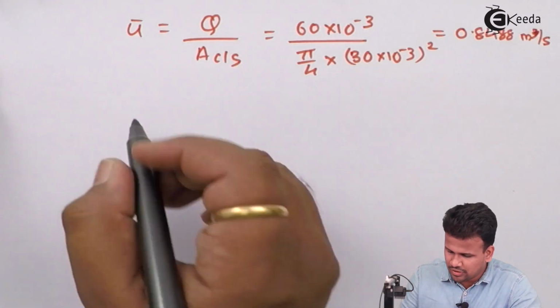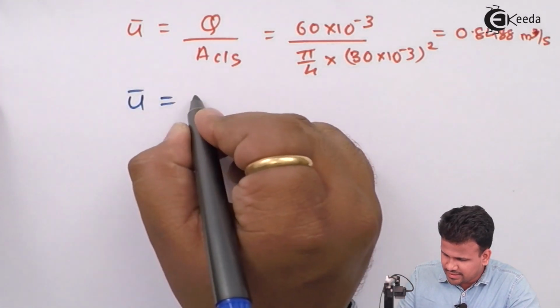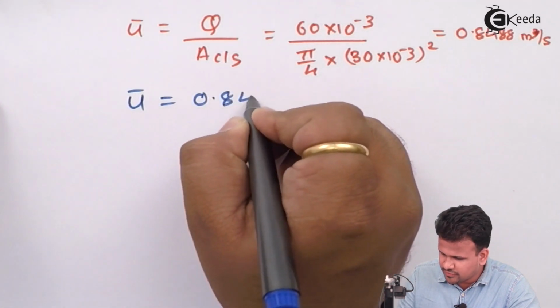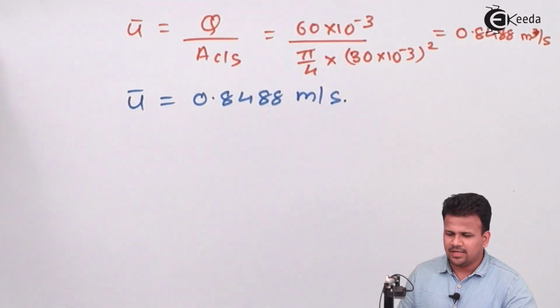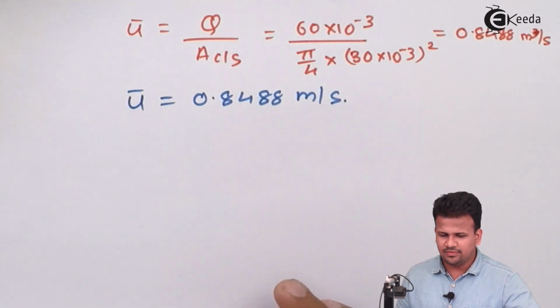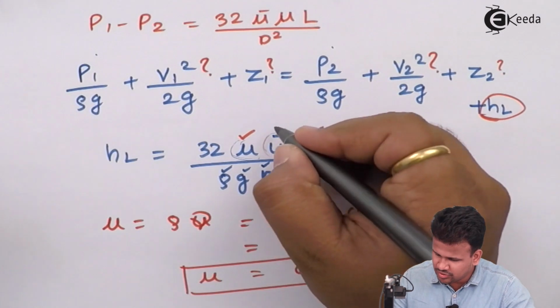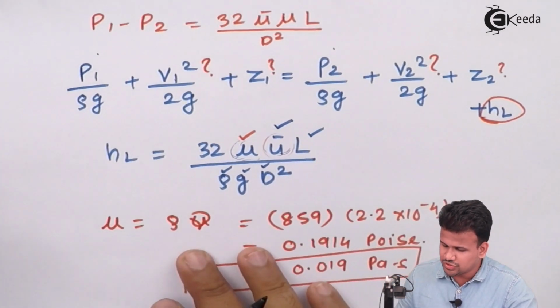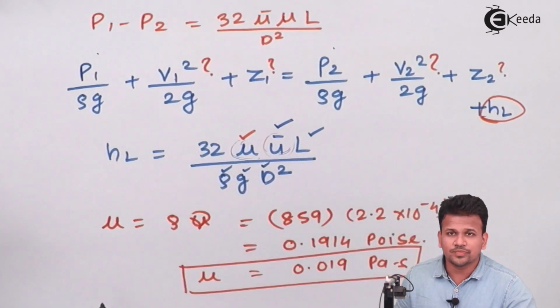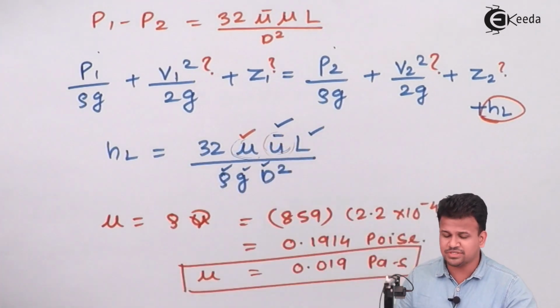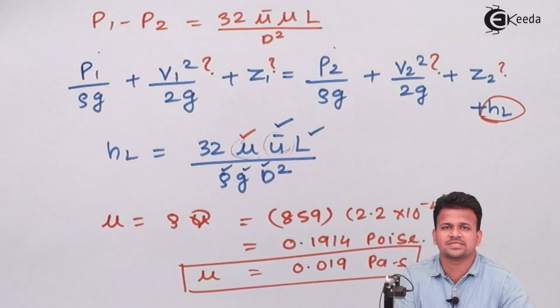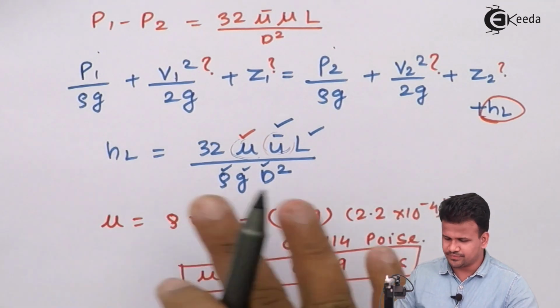So we have got the value of u bar, that is 0.8488 meter per second. Now, from this equation, we have calculated the third value or the last value also, that is the value of u bar. Let us substitute all those individual values in this equation and let us calculate what is head loss.